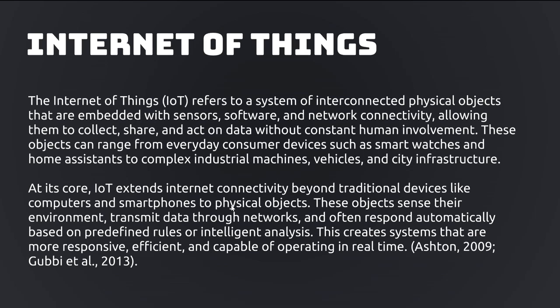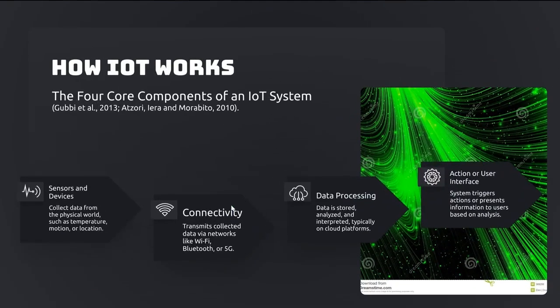IoT expands internet connectivity beyond traditional devices such as computers and smartphones to include everyday objects like smartwatches, home appliances, vehicles, and industrial machines. By allowing these devices to communicate and share information, IoT systems can respond to environmental conditions and make processes more efficient and automated. How IoT works.